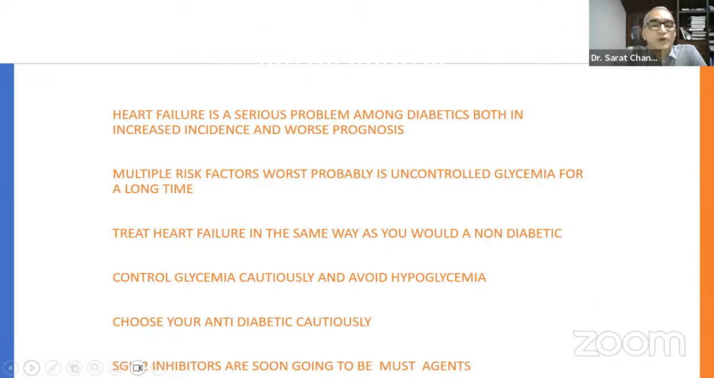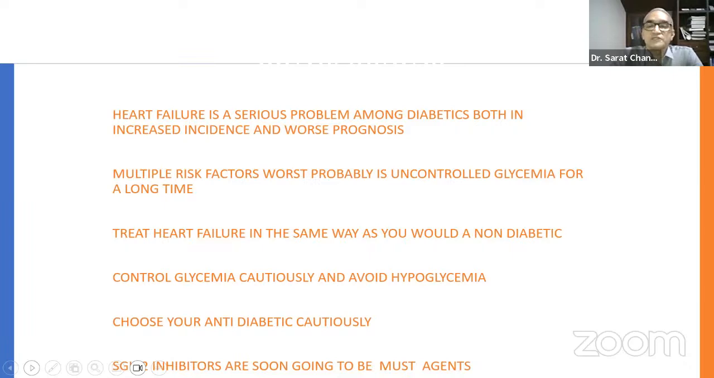So the take-home points are heart failure is a serious problem among diabetics, both in increased incidence and worse prognosis. Multiple risk factors. Worst probably is the uncontrolled glycemia for a long time. So you leave the hyperglycemia uncontrolled for a long time, you probably tend to make the patient's condition worse, not only in terms of nephropathy, neuropathy, and retinopathy, but also probably cardiomyopathy.